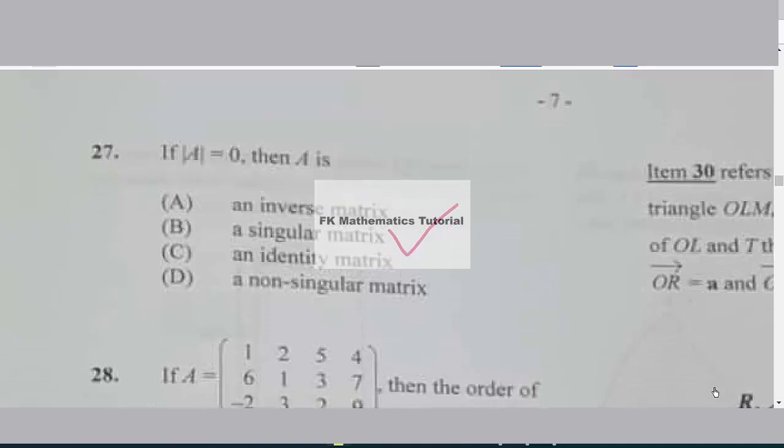Number 28. If the matrix A is given as you can see, then the order of A is, so the order of a matrix is the number of rows by columns. So the rows are 1, 2, 3. The columns are 1, 2, 3, 4. So it is a 3 by 4 matrix. So the answer is C.